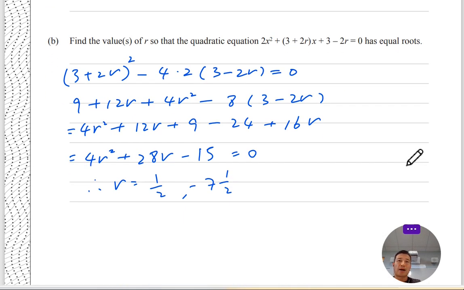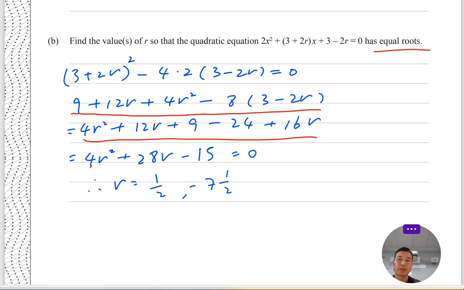Find the values of r so that the quadratic equation 2x squared plus (3 plus 2r)x plus (3 minus 2r) equals 0 has equal roots. Equal roots means what? Discriminant is 0, isn't it? So in other words, it's one root. So b squared, (3 plus 2r) squared, minus 4ac must be 0, right? So then you simplify. That must be 0, right? When you solve this quadratic equation, you will find r equals a half or negative 7.5.